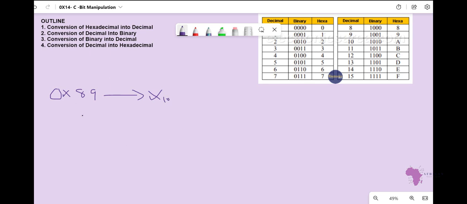So what we do, we don't divide, we multiply by its position. This is in position 0, this is in position 1. So how can we do that? We begin with 9, multiplied by the base, which is 16, raised to this position, which is 0. That is equivalent to saying 9 multiplied by 1, which equals 9. Then the other one, we multiply 8 by 16 raised to 1, which is equivalent to saying 8 multiplied by 16.